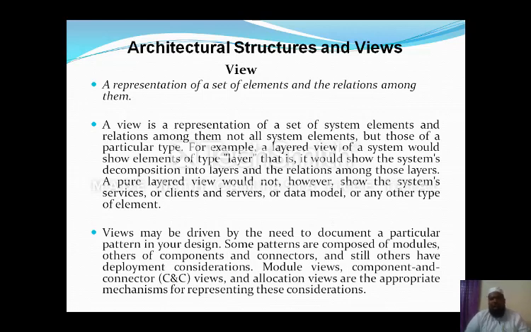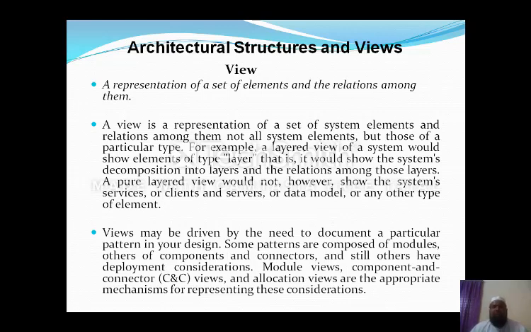we will see one more topic, architectural structure. We have the reference model, which is a mapping between the elements, and reference architectures, which show the data flow from one element to another using the reference models. Now, architectures and views, structures. Before going to the structures, we will see what we mean by a view. A view is nothing but a representation of a set of elements and the relationships among them. The elements can be software elements, and we are going to see the relationships among them. A view is a representation of a set of system elements and the relations among them, not all system elements, but those of a particular type.